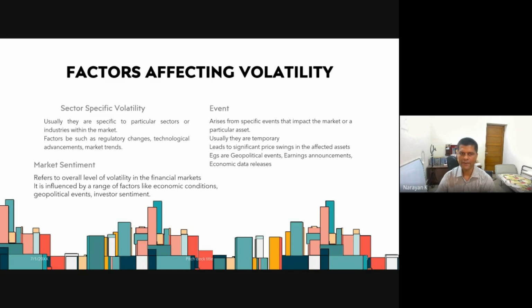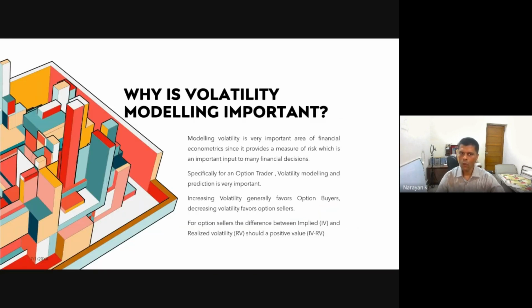Which are the factors affecting volatility? There are sector-specific news items which can affect volatility. A sudden event can affect volatility, like a war happening, sudden geopolitical events, or sudden interest rate announcements. Then market sentiment, whether the market sentiment is in general bullish or bearish, and macroeconomic conditions can affect the volatility. Why is volatility modeling very important?